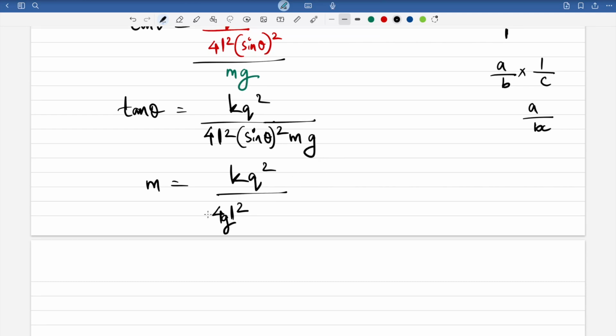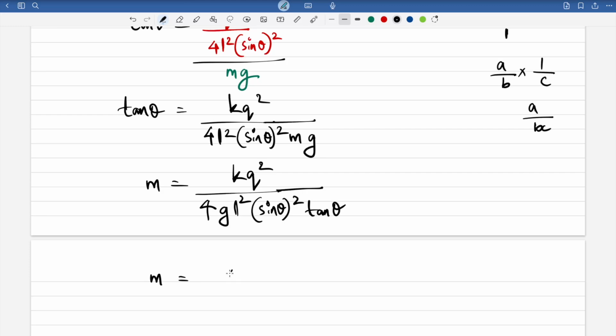So m is going to the left and tan theta is coming down. So kq square is on the top. 4 g L square, we have sine theta the whole square, and this tan theta is in the denominator, right? That's your final equation: kq square over 4gL square sine square theta tan theta equals m.